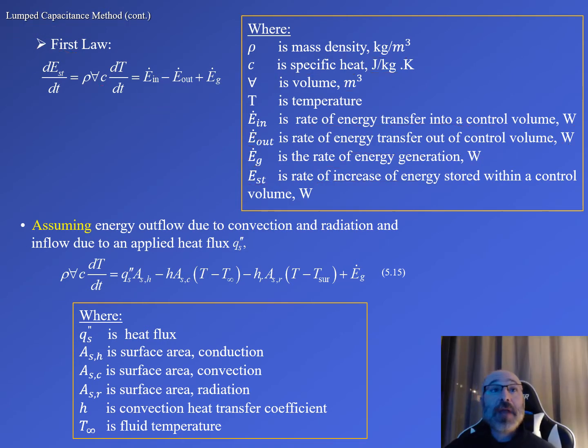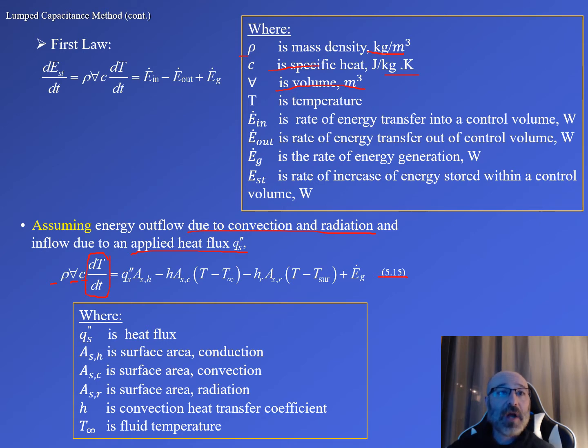Now, if we're going to assume an outflow due to convection and radiation and an inflow due to an applied heat flux, then we have the following relationship, which goes back to equation 5.15 in our textbook. We have our rho V C, where rho is our mass density in kilograms per meter cubed, V is our volume in meters cubed, and C is our specific heat in joules per kilogram times Kelvin. And this is times dT/dt, which is our change in temperature with respect to time.